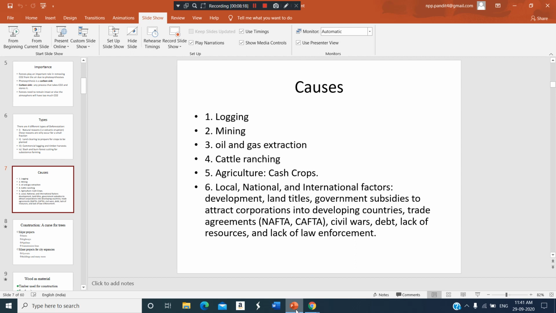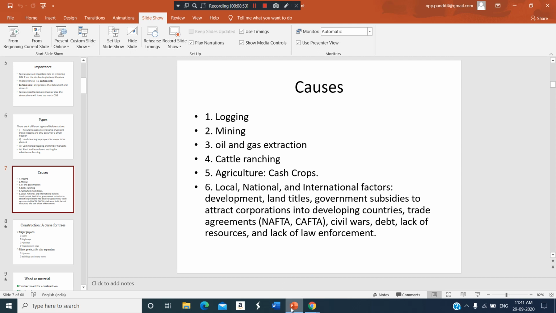Then oil and gas extraction. Sometimes if you find oil and gas, natural gas or petroleum product in the forest, then to extract we have to clear it. Then many times another reason for deforestation is cattle ranching. So cattle are let free in the forest, and they start eating all the young saplings, so that there is no more growth.